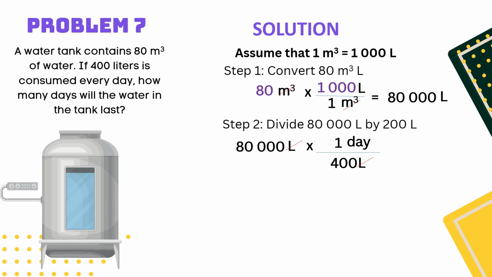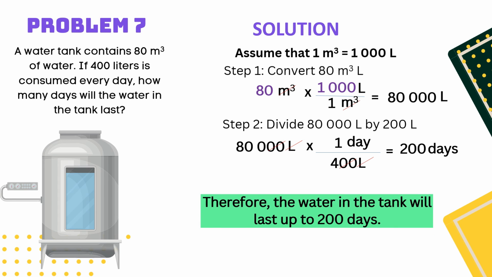We can cancel liter. Then we can cancel also 2 zeros. Okay, let's divide the remaining numbers. So 800 divided by 4 times 1 is equal to 200. Okay, this is our answer. Therefore, the water in the tank will last up to 200 days.